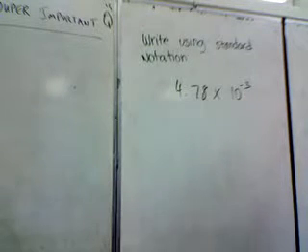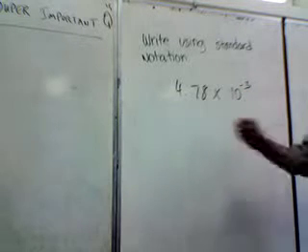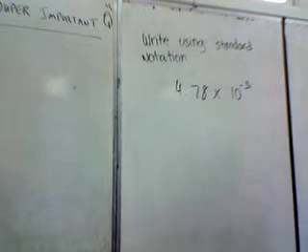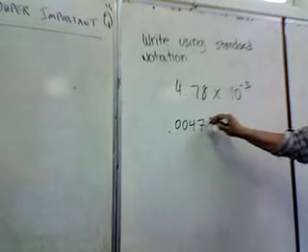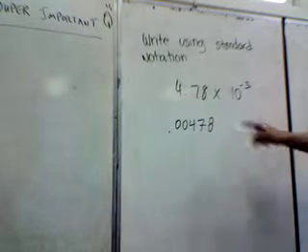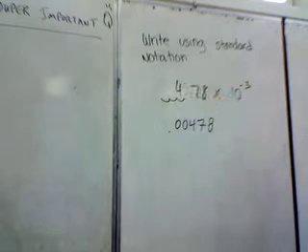Jamie? 3 points to the left, that's right. A negative exponent takes it 3 points to the left, so we have point what? 0.00478. There you go. That's exactly right. And because it went 1, 2, 3, you had to put 2 zeros in there to make that work.